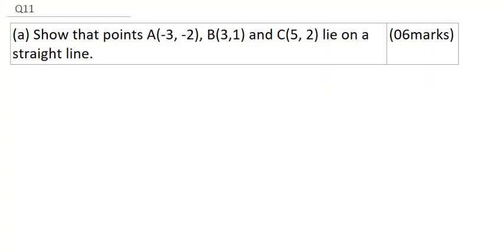This question says, show that points A, that's minus 3, 2, B, 3, 1, and C, 5, 2 lie on a straight line. Now, the first thing I want to do is, this is what my straight line looks like. So we want to show that point A, point B, and point C lie on this straight line or on this plane. Now, one of the things you need to understand is for these 3 points to lie on a straight line, their gradients must be the same. So you can either call it gradient or you call it slope.